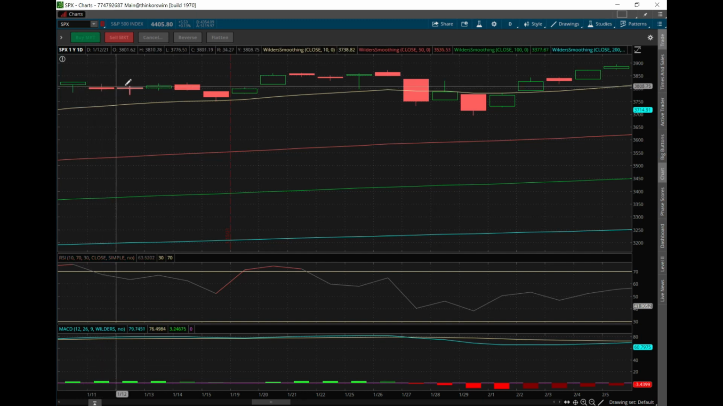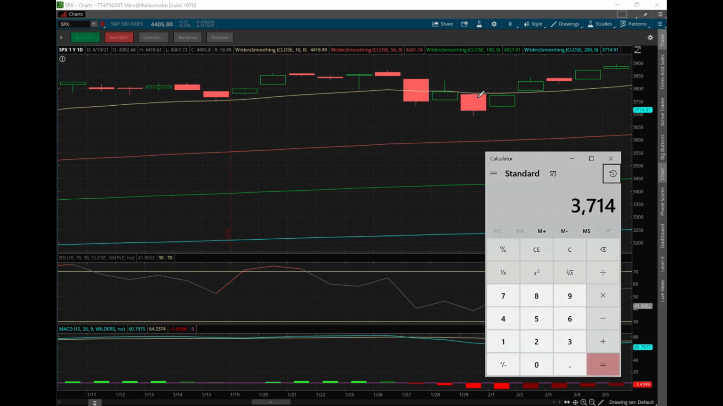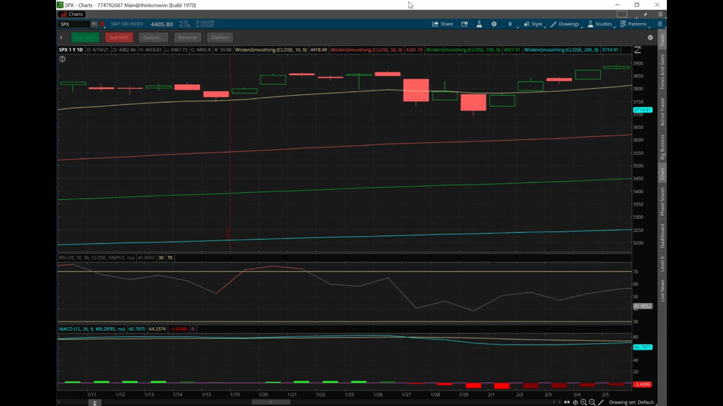38.24, 38.51, 38.53, 38.55. Okay, so the short-term high was 38.55 and the short-term low was 37.14. 37.14 divided by 38.55 is negative 3.65%. So it was right inside that 3 to 5% range I talked about.